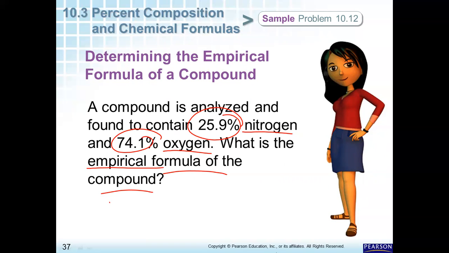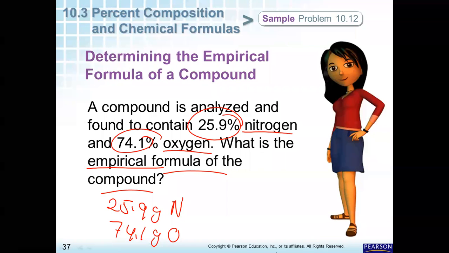So I have 25.9 grams nitrogen, right? And I have 74.1 grams oxygen. Is it oxygen? Oxygen. The second step is I will change this into this now.